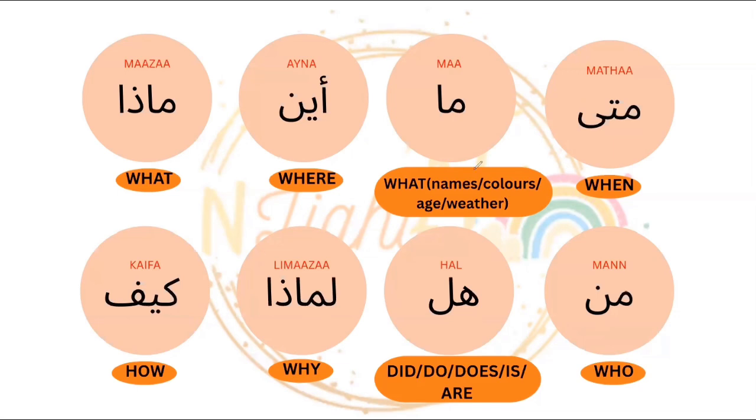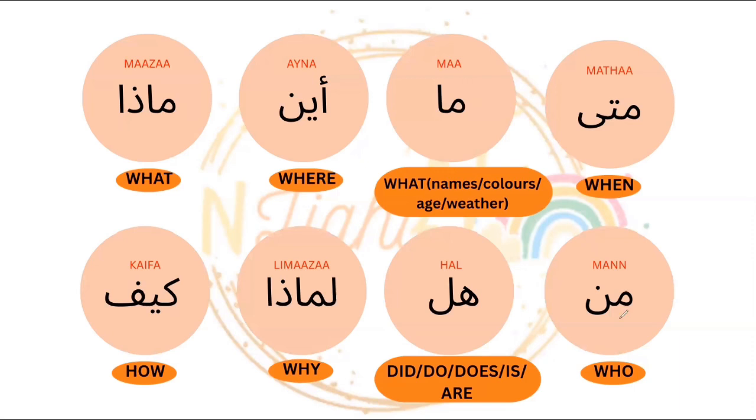Let's repeat. Mata means when. Ma means what. This is mainly for names, colors, age, or weather. We'll see in the examples. Aina, where. Mada means what. Mada and ma have a similar meaning, what, but they are used in a different context. We can understand with the examples.